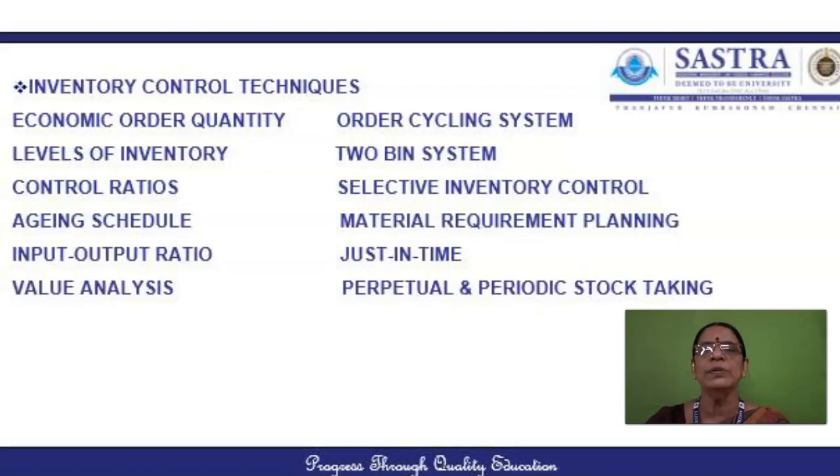Slow moving inventories. These are the inventories which have a low turnover ratio, and the purchase manager must attempt to keep these inventories at the lowest level. Next is the dormant inventories. Inventories which do not have any demand are classified as dormant inventories.